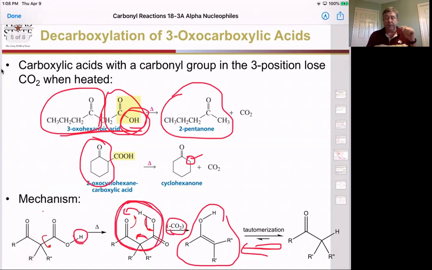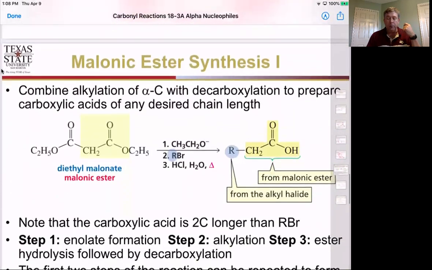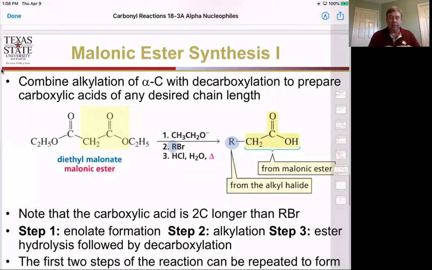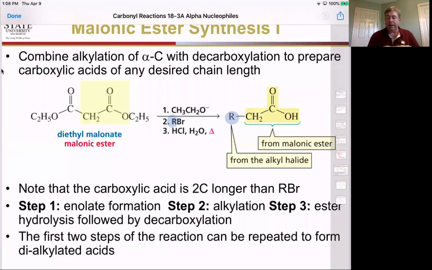So how can we use this in synthesis? Well, one way we can use this in synthesis is what we call the malonic ester, okay? A malonic ester would be to take this compound right here, which would be the malonic acid, and we convert it into the carboxylic acid ester so that we can then create our nucleophile out of it. Note, we have to use it as the ester.